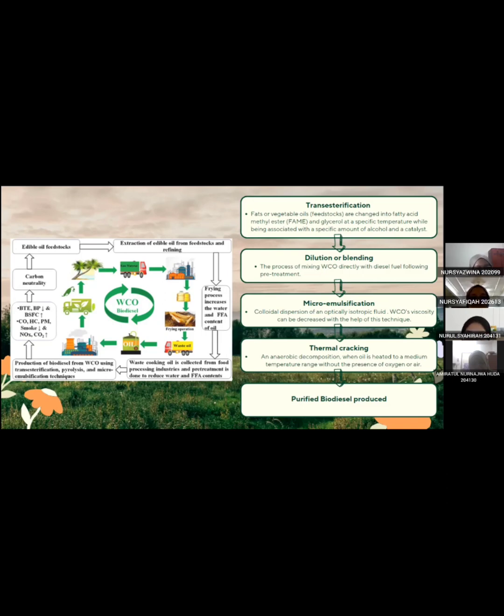Dilution or blending is refer to the process of mixing waste cooking oil directly with diesel fuel following pre-treatment. Microemulsification is colloidal dispersion of an optically isotropic fluid. Waste cooking oil viscosity can be decreased with the help of this technique. So thermal cracking is an anaerobic decomposition when oil is heated to a medium temperature range without the presence of oxygen or air. And then the purified biodiesel were produced.